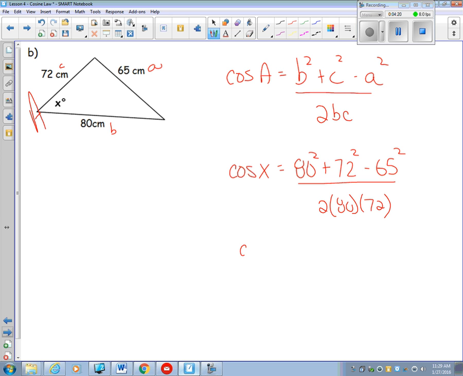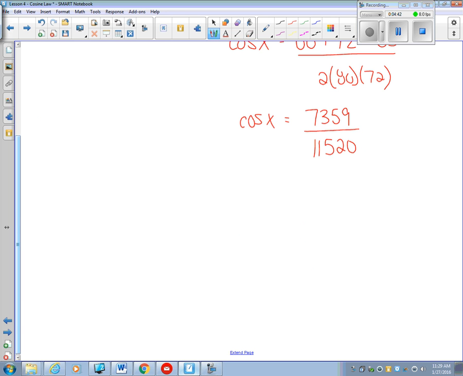Okay, in a question like this, because I have a fraction which has multiple parts on it, I'm going to do the top as one section and the bottom as the second section. So I put all the top things in the way they look. I end up with 7,359. The bottom parts, 2 times 72 times 80, I'll get 11,520.